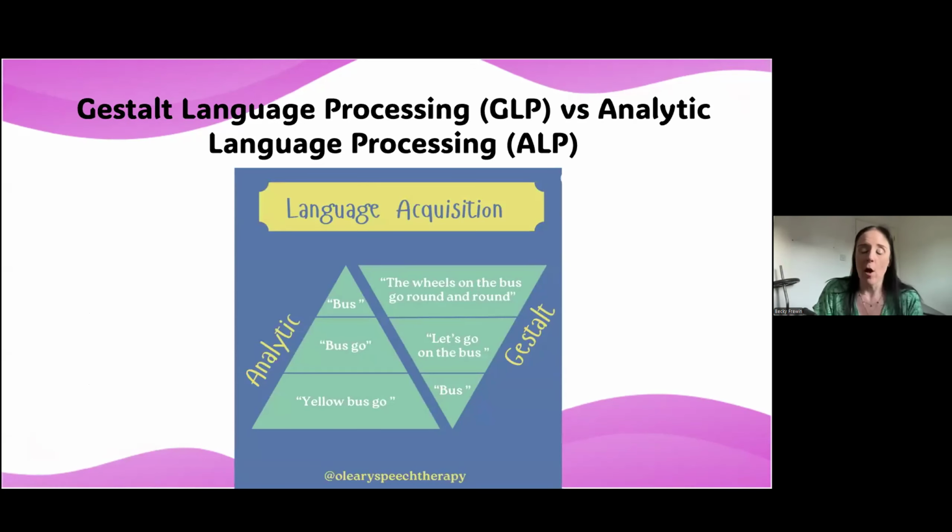This is a really nice little visual, really, of how a Gestalt language processor will take something like the wheels on the bus go round and round and maybe change it into let's go on the bus and then get down to a single word, bus, that they'll put with other words to make a sentence. Or just like I've said, you might get bus, bus go, yellow bus go for an analytic processor.